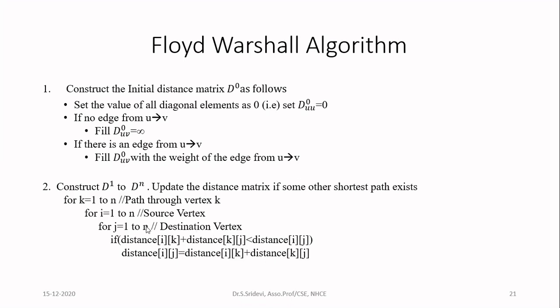When you finish this for all the n matrices, you will have the final matrix, that is nothing but Dn, with you. That is going to tell you what is the shortest path from every vertex to any other vertex. So by using this algorithm, you can find the shortest path from any vertex to any other vertex. So it is known as the all pairs shortest path algorithm.